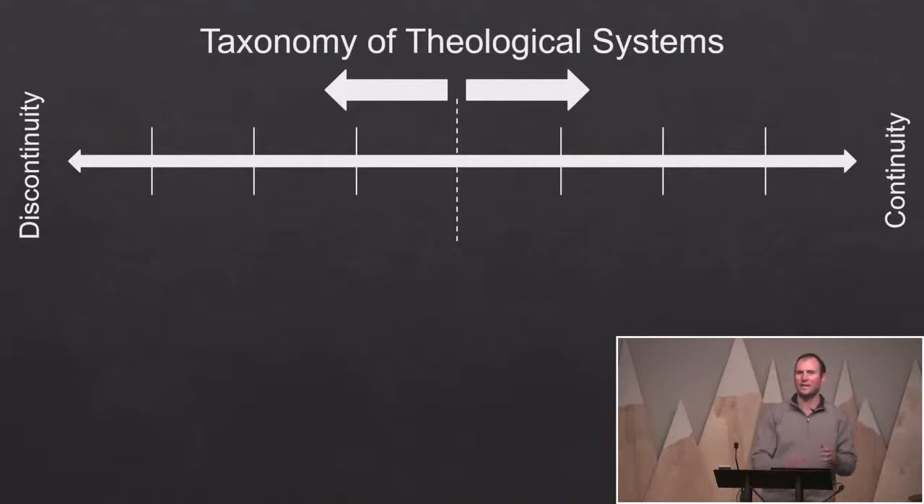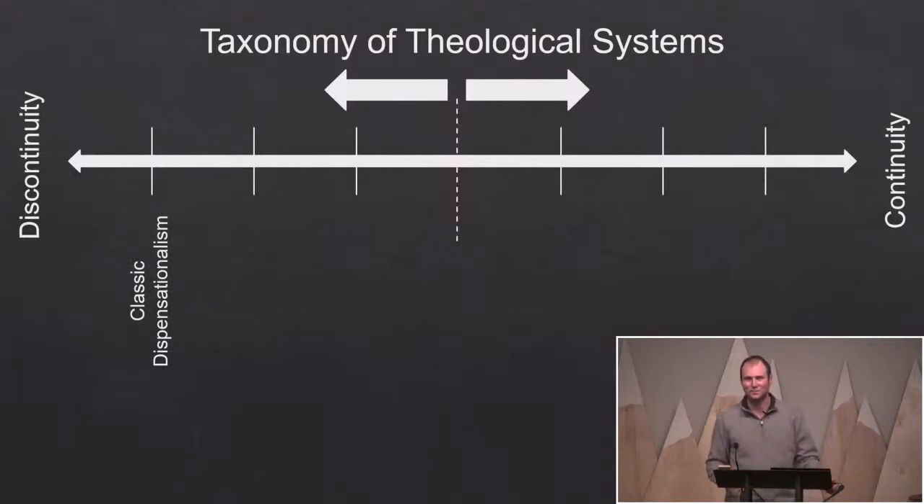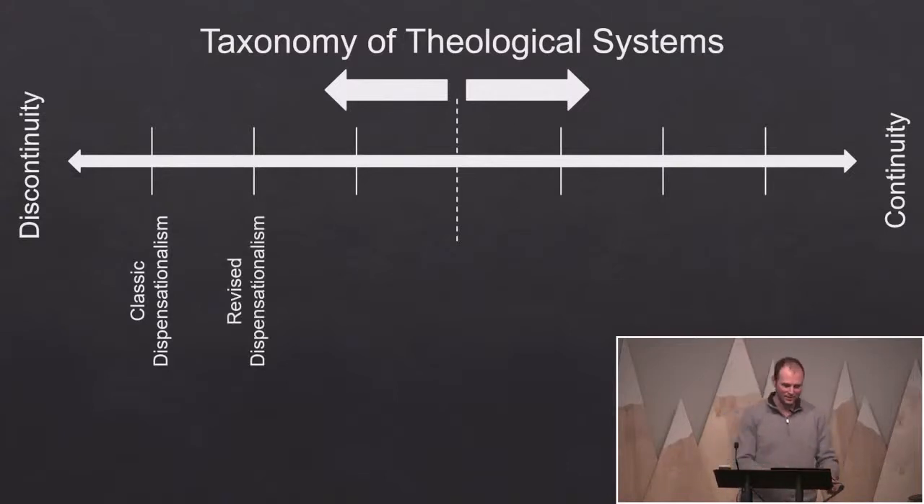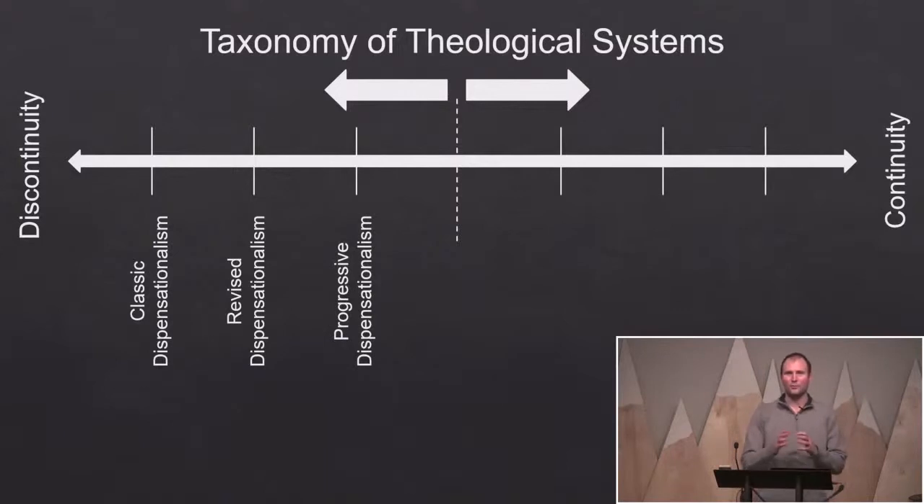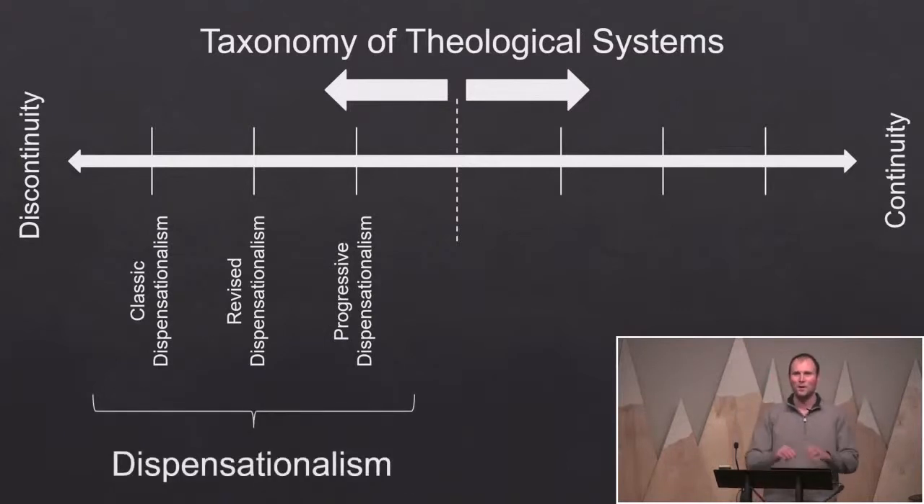Now, there are certain names to these various systems. Going from the discontinuity end, we have what's called classic dispensationalism. And then moving farther away, there's revised dispensationalism, and then progressive dispensationalism. All three of these particular forms are under what is known as dispensationalism.